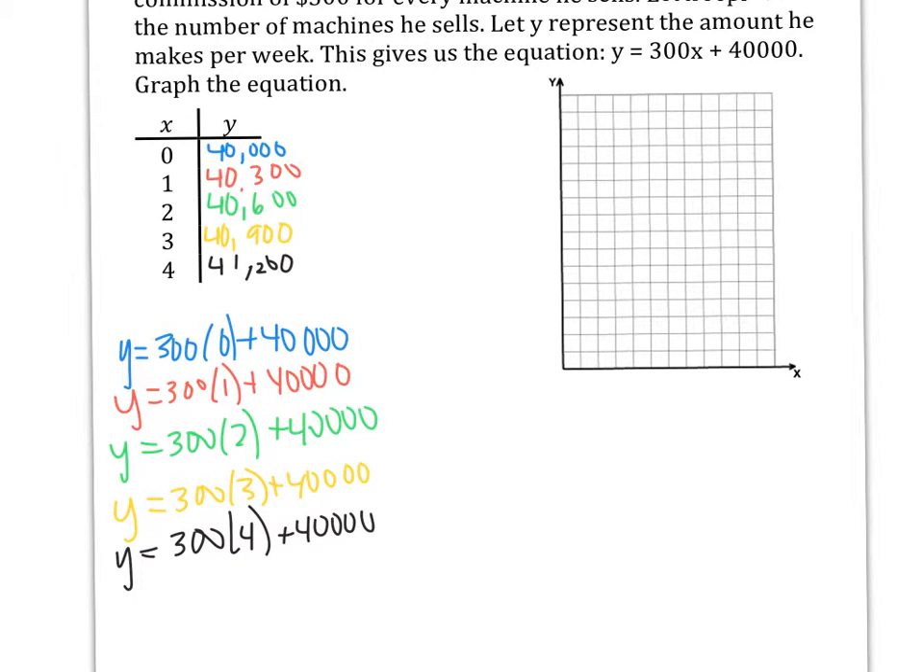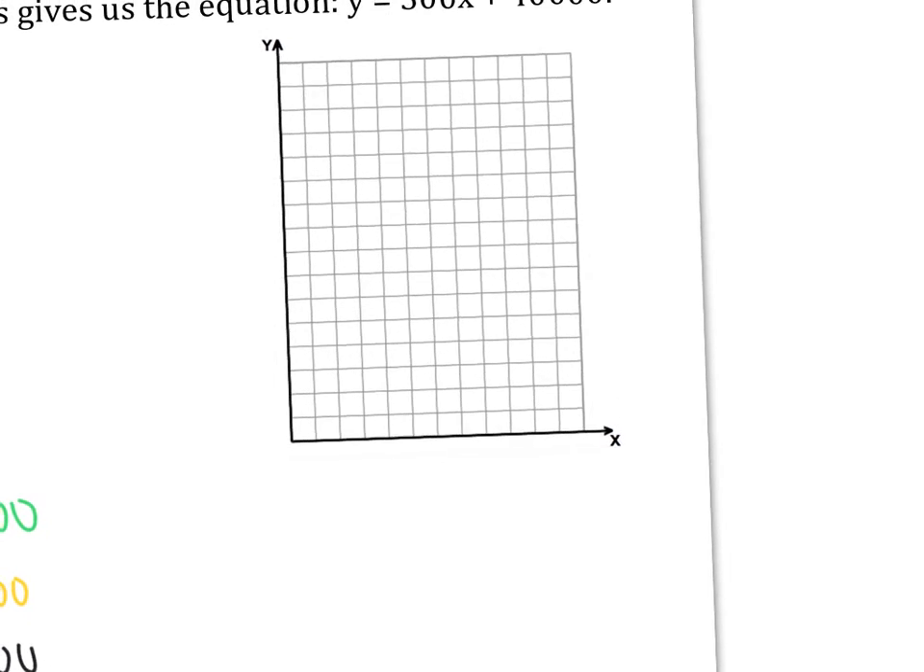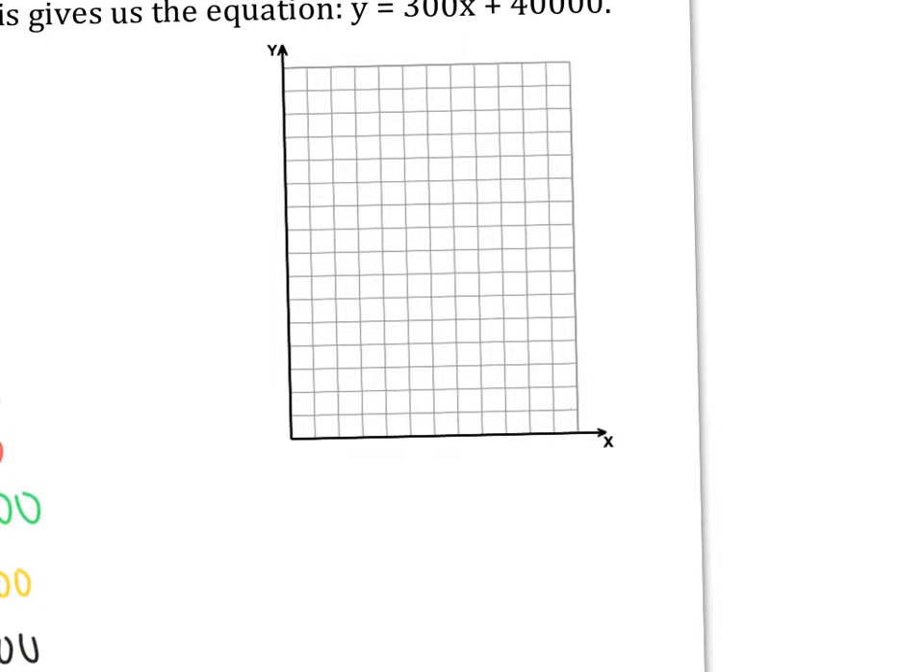So now let's go over to our graph, and let's label our axes and graph this equation. Okay, so I'm going to zoom in here. And I'm going to label my x-axis machines sold, right? Machines sold. And that will determine how much money he makes. So the y-axis is amount in dollars. We'll go ahead and label, and I'll count on the x-axis by 2s.